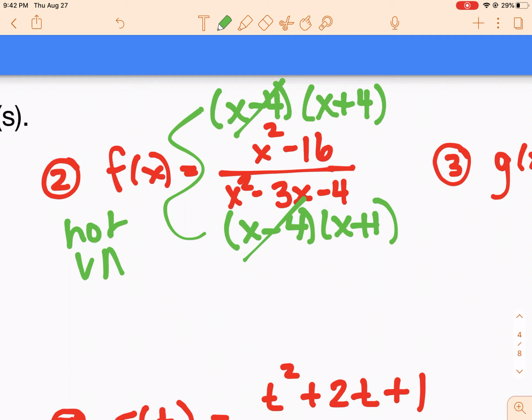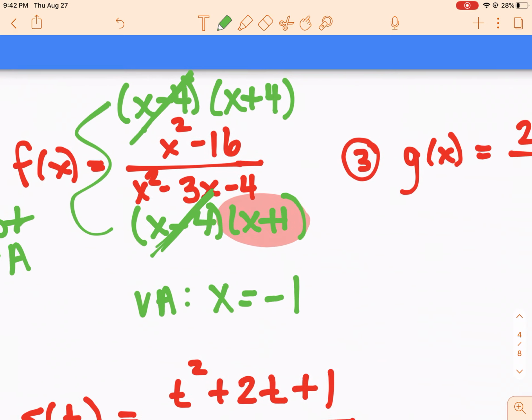So not a VA, a vertical asymptote for abbreviation. However, we still have this one right here, which would lead to a vertical asymptote existing somewhere else. So my vertical asymptote is at x equals negative 1, because if we use the negative 1, the denominator would become 0. Where it cancels out is not a vertical asymptote. It's actually called a hole, if you can remember that from Algebra 2.